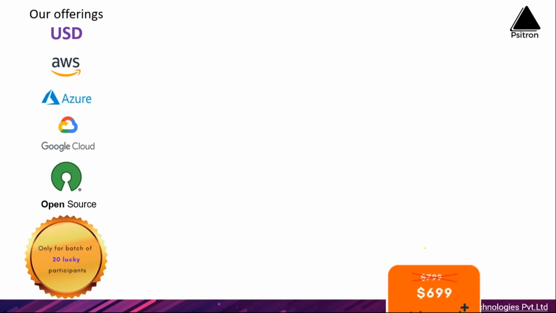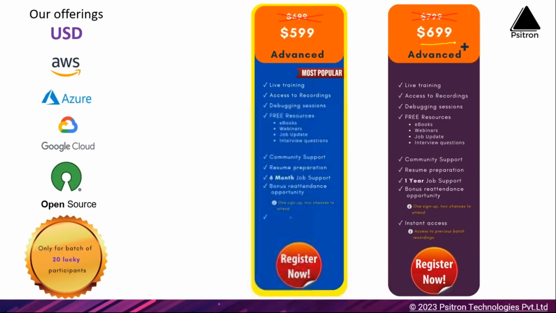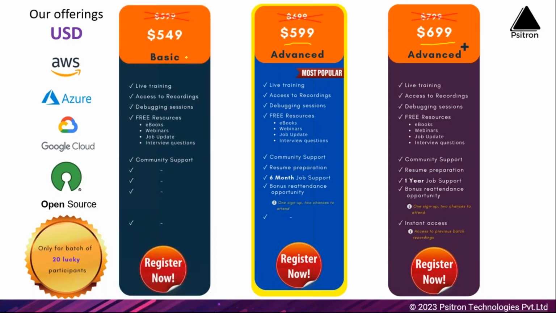So if you're looking for pricing in USD, your advanced plus plan pricing will start from $699. Your advanced plan pricing will start from $599, and your basic plan will start from $549.